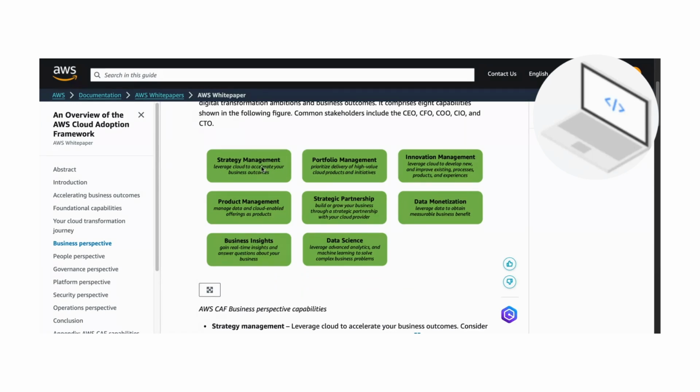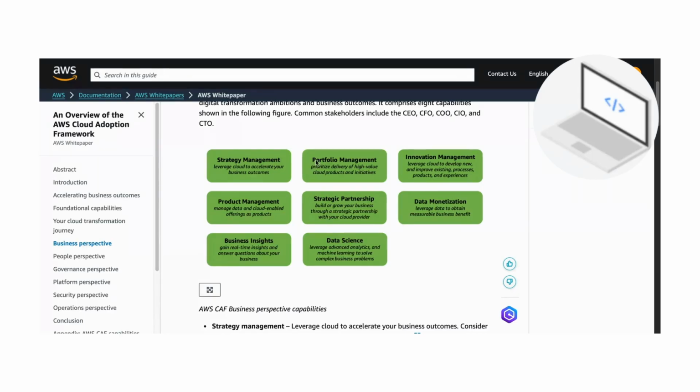Let's start with strategy management. The idea here is to leverage the cloud to accelerate our business outcomes. Think about how cloud technology can support and even reshape our long-term business goals. For example, we might identify areas where we can retire outdated systems and use the cloud to optimize our operations. This could mean creating new cloud-enabled products that reach new customers, all while refining our new strategy as technology evolves.